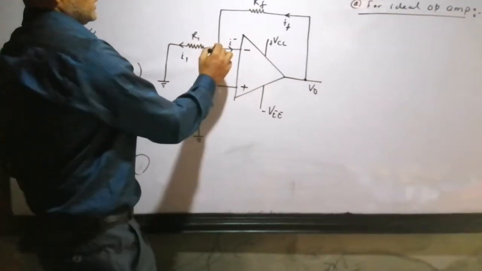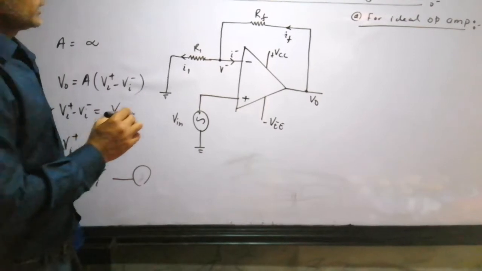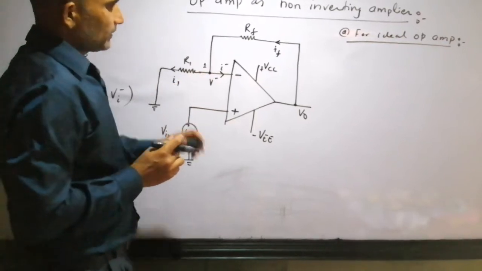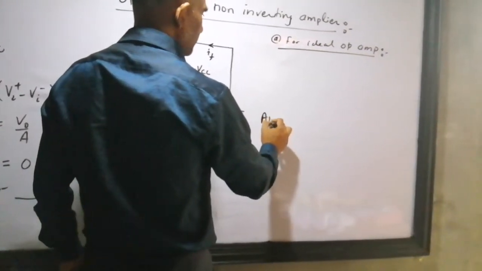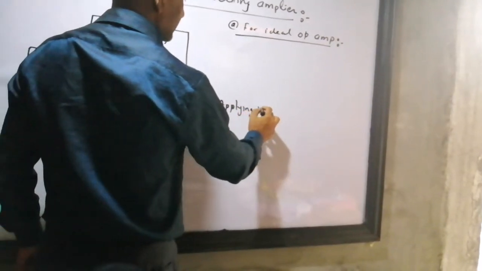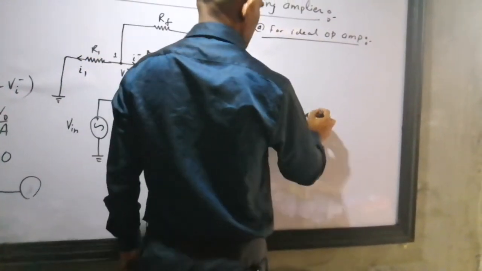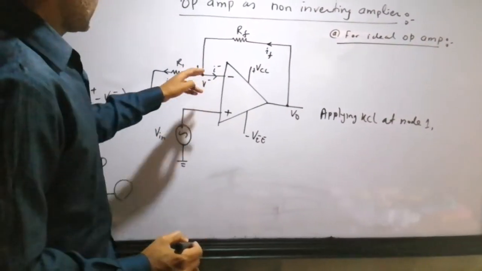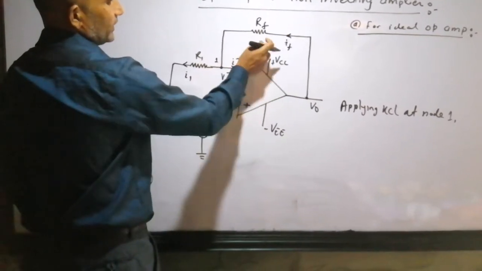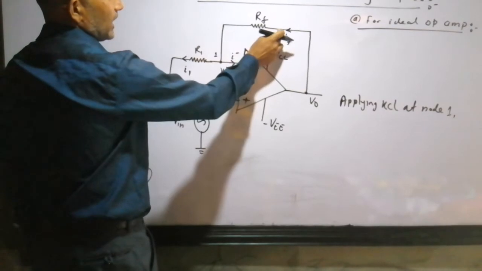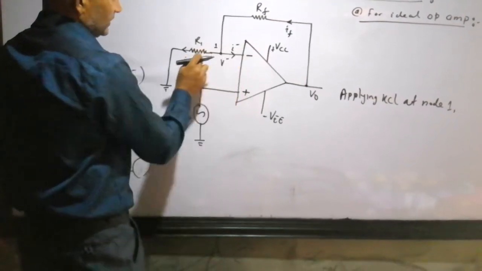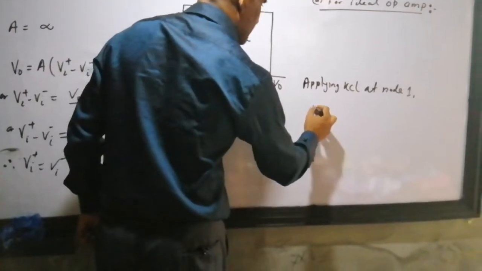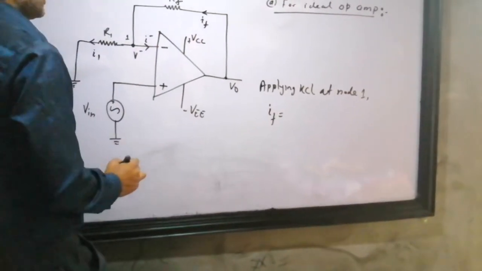Now let's see this node. I denote this node by 1. If I apply KCL, Kirchhoff's current law, at node 1, then we know incoming current equals outgoing current. At this node we see that IF is coming in, and I minus and I1 are going out. So at this node I can simply write IF equals I minus plus I1.